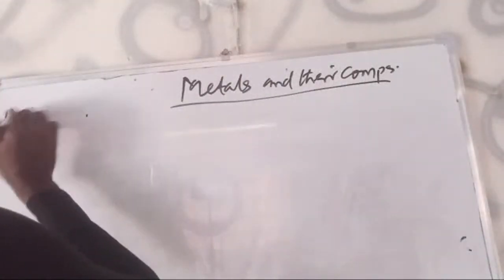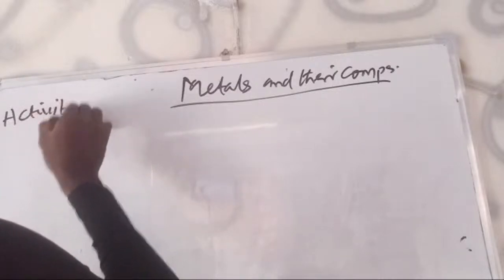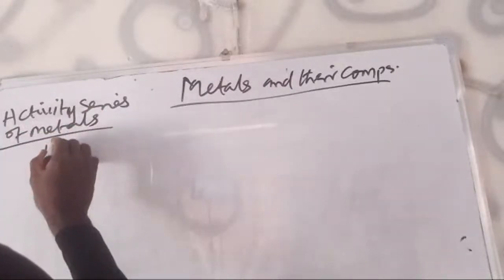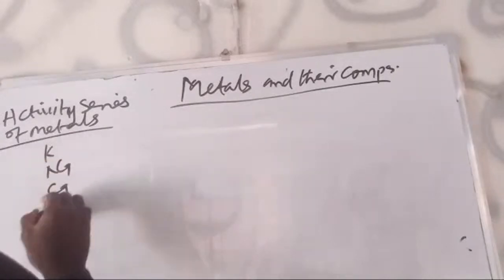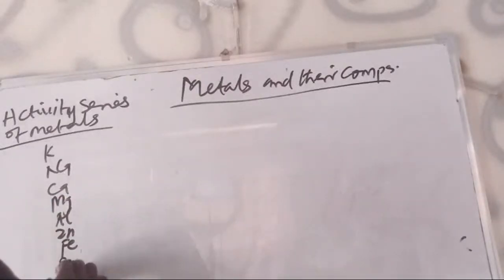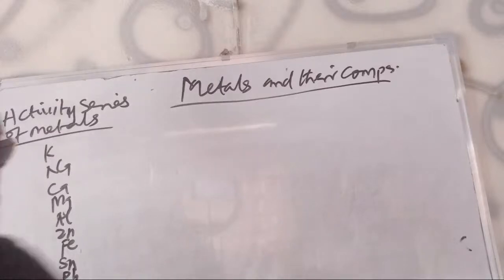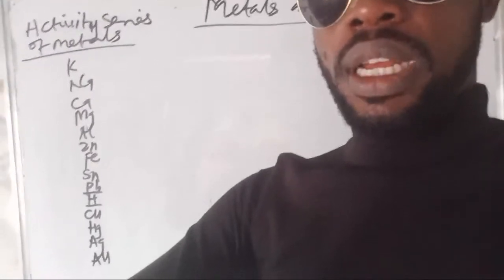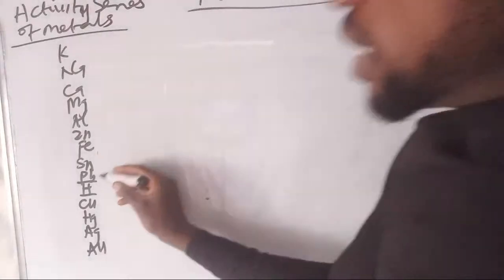So we have the activity series of metals. You start with potassium, sodium, calcium, magnesium, aluminium, zinc, iron, tin, lead, hydrogen, which is not a metal, it's just there as a reference, then we have copper, mercury, silver, and gold. There are other metals, of course, but I'm going to use this list here to help you understand our class today. I hope they are all visible now on the camera. So these are the activity series of metals. This hydrogen is just a determinant.